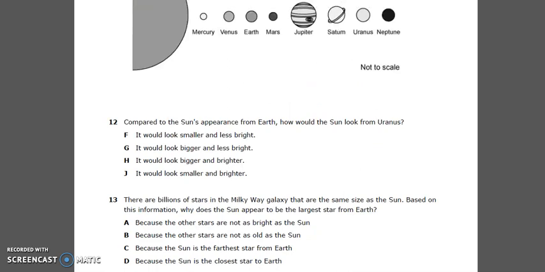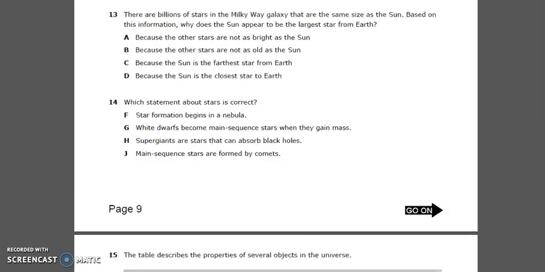Number 13. There are billions of stars in the Milky Way galaxy that are the same size as the Sun. Based on this information, why does the Sun appear to be the largest star from Earth? A, because the other stars are not as bright as the Sun. B, because the other stars are not as old as the Sun. C, because the Sun is the farthest star from the Earth. Or D, because the Sun is the closest star to Earth.